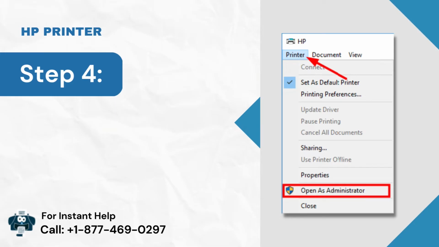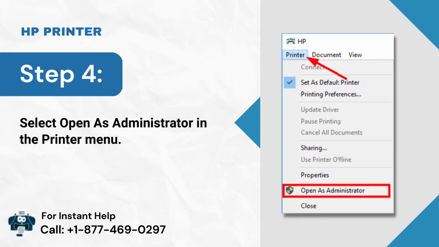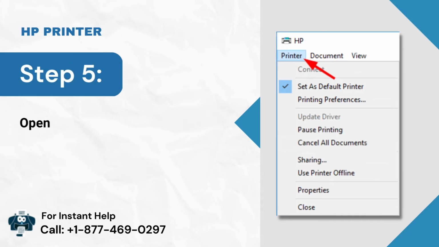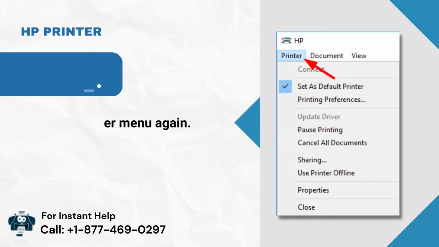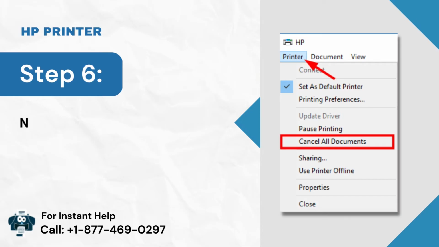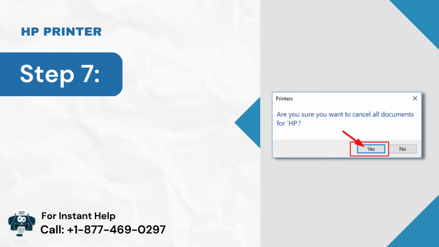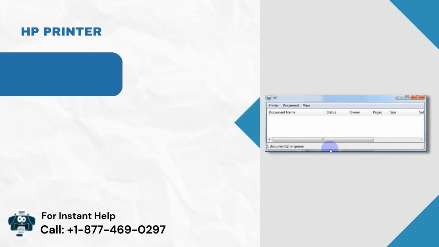Step 4. Select open as administrator in the printer menu. Step 5. Open the printer menu again. Step 6. Now, select the cancel all documents option. Step 7. Verify the procedure and confirm it. Step 8. You have removed all of the print jobs.